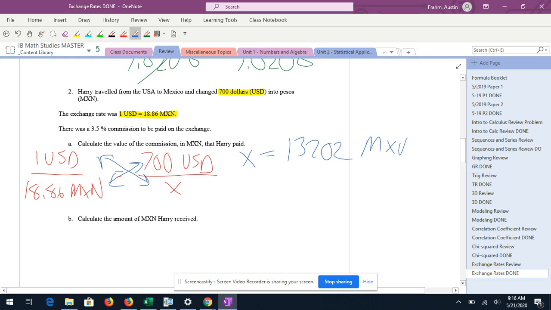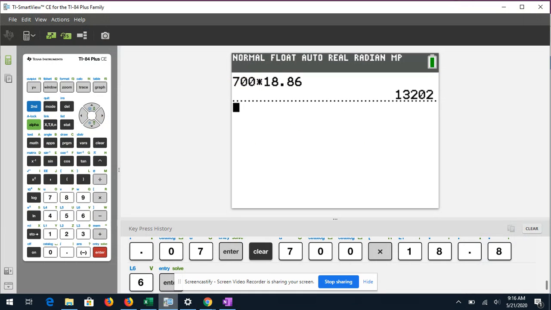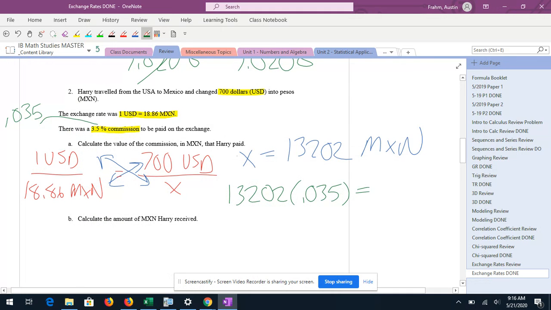They are asking for the value of the commission in pesos. Well, the commission is 3.5%, so we need to change that into a decimal, which would be 0.035 if we divided it by 100, or move the decimal 2 spots to the left. So we're going to take our pesos amount, 13,202, and multiply it by 0.035 to get the commission. And it comes out to be 462.07 pesos. So that would be our final answer for part A.